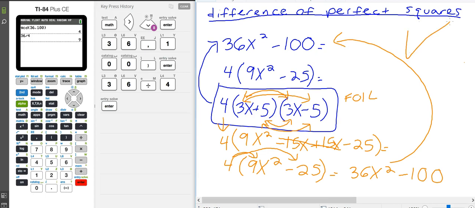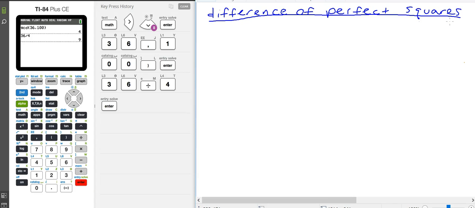Let's try another example. Let's say we have x to the 8th minus 81. First thing we always want to do is check, is there a GCF? Since there is no GCF, we're going to move on to the difference of two perfect squares. X to the 8th and 81 are both perfect squares, and they're separated by a minus sign, so we can use the method of the difference of two perfect squares.